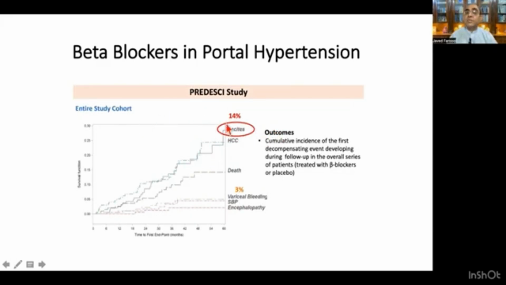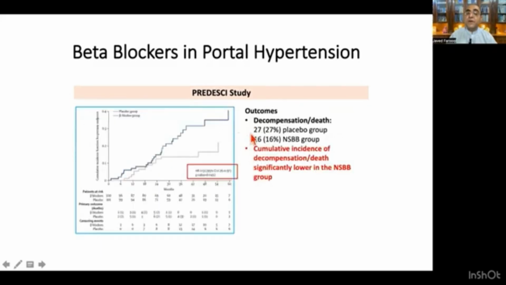And what this showed is that ascites was 14%, the cumulative incidence of first decompensating event developing during follow-up in the overall series of patients treated with beta blockers. It was a 14% decrease in the ascites. This is a great effect. The cumulative incidence of decompensation or death was significantly lower in the non-selective beta blocker group.